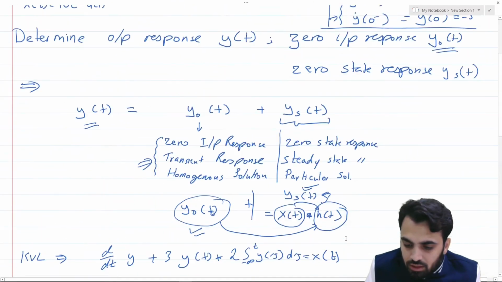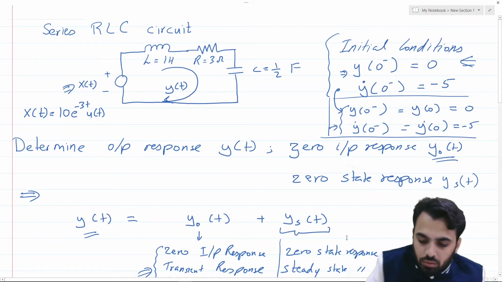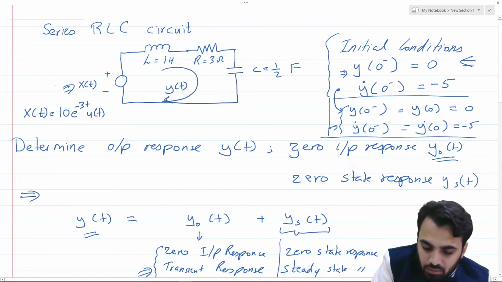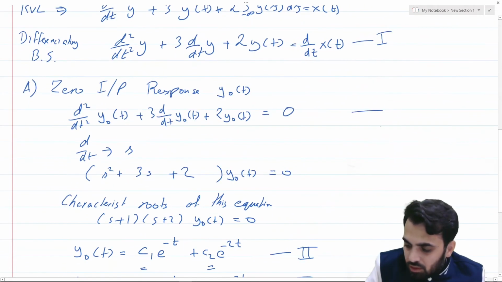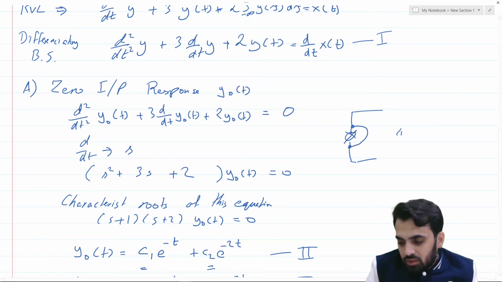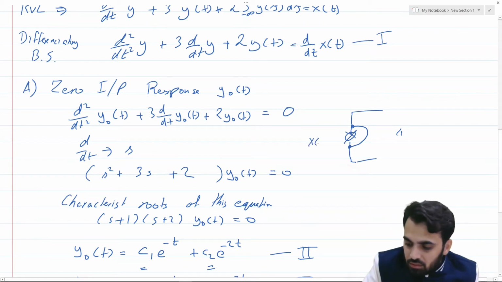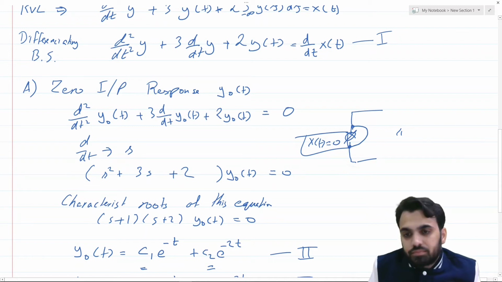So note that in this circuit, what we mean by zero input response is we are basically setting x of t equal to 0. So this means that for the circuit, we are simply shorting it and hence cancelling this route. So this means that x of t is equal to 0. That is, there is no potential drop across these two terminals.